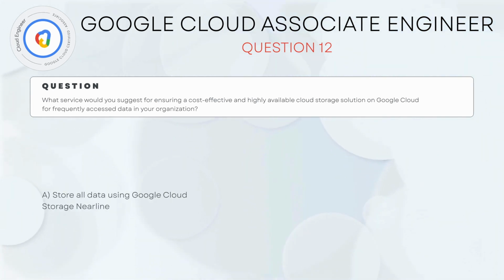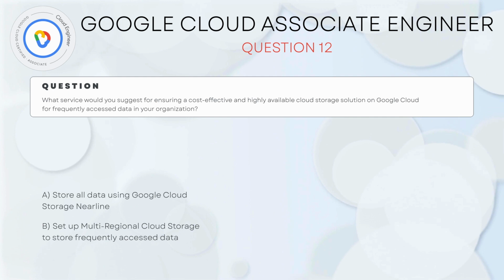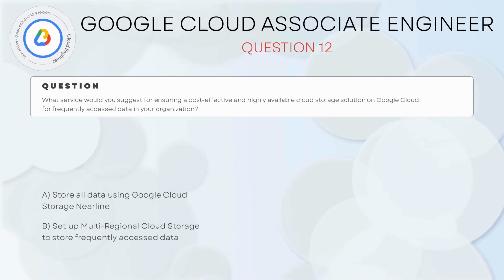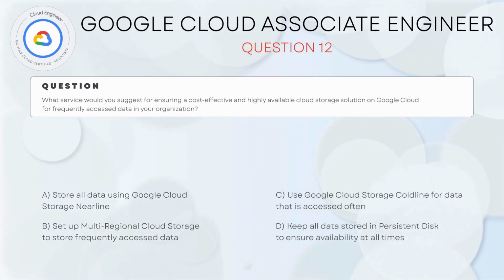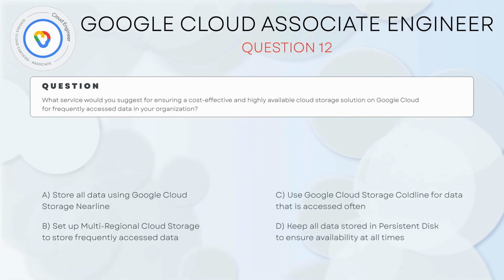A. Store all data using Google Cloud Storage Nearline. B. Set up multi-regional cloud storage to store frequently accessed data. C. Use Google Cloud Storage Coldline for data that is accessed often. D. Keep all data stored in persistent disk to ensure availability at all times.